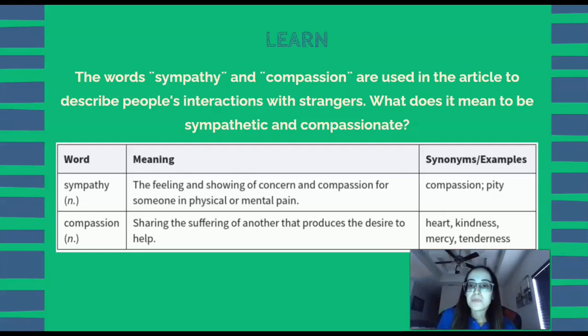So synonyms and examples for the word compassion: heart, kindness, mercy, tenderness. And I would love so much for a lot of us to be using these terms in our everyday life, showing compassion to other people, trying to help them out, especially during these tough times.